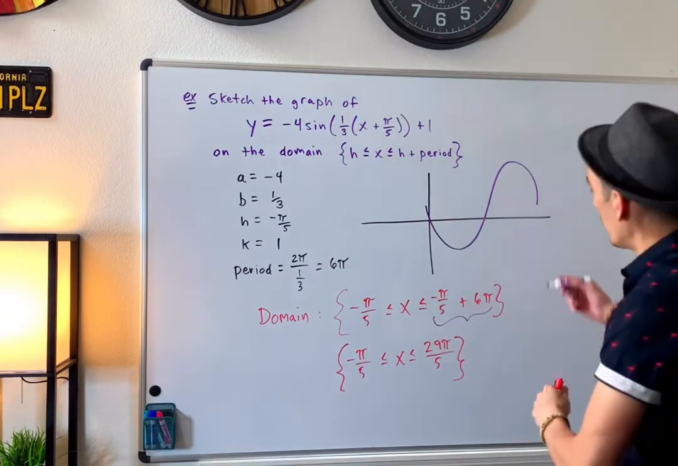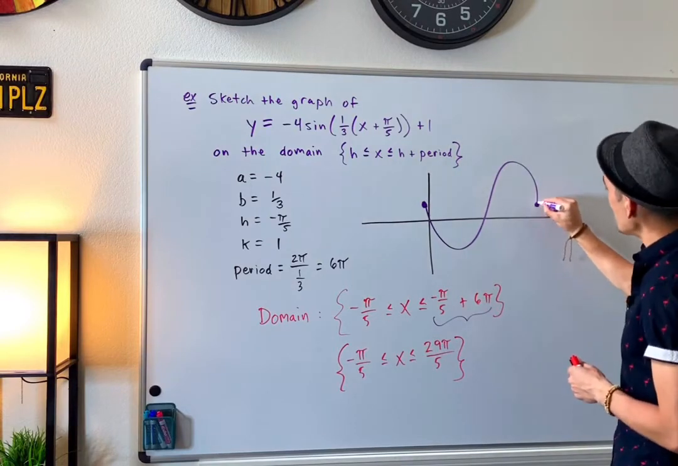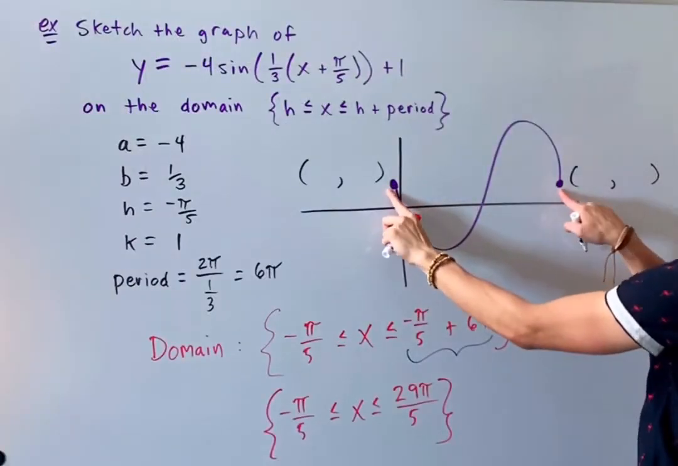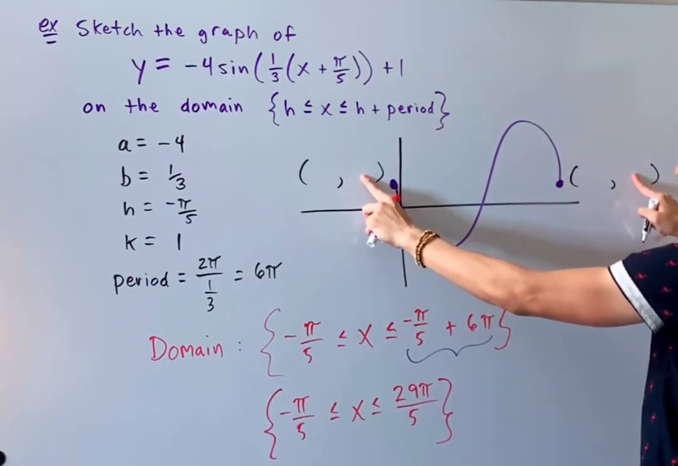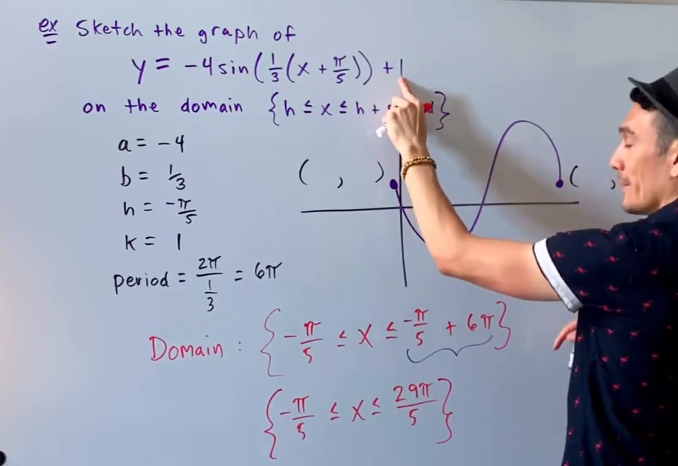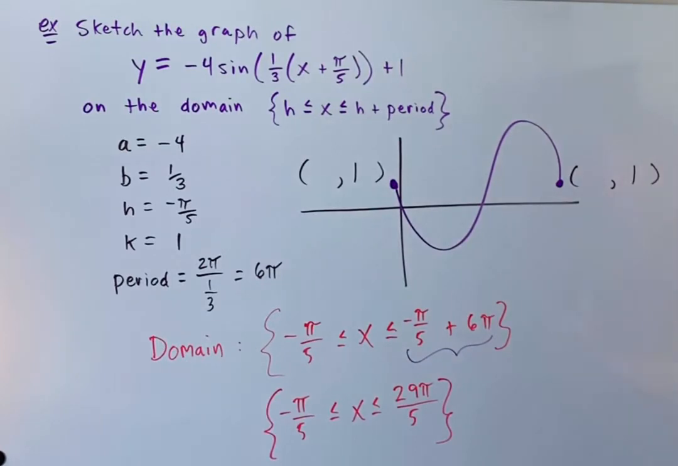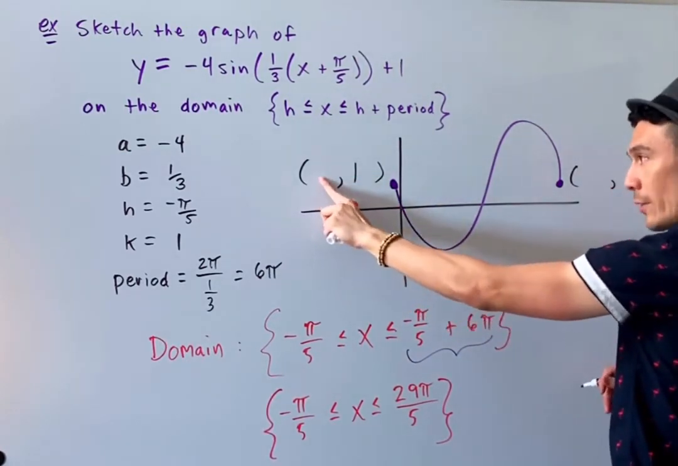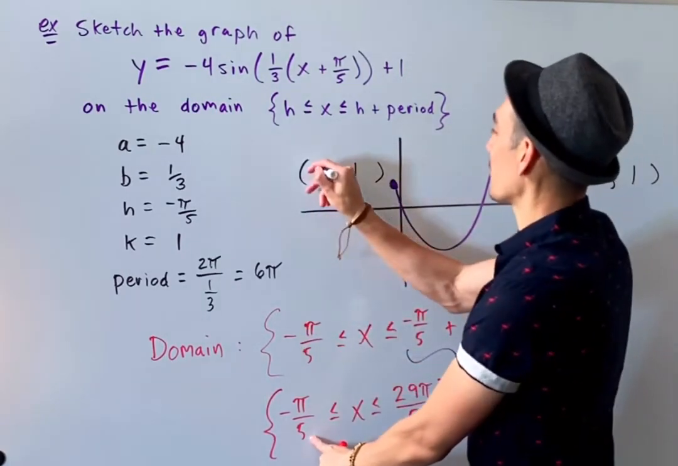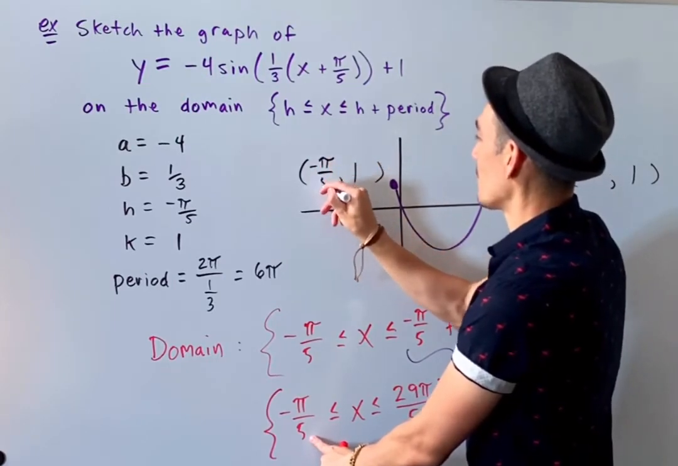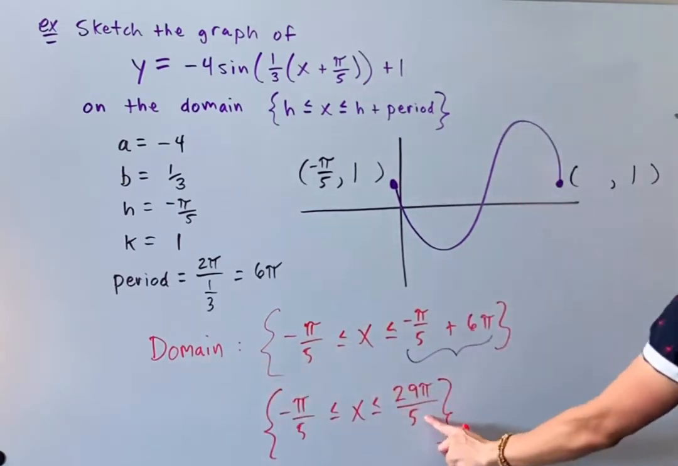Now, before I let you go, it would be very nice of you to tell me the coordinates of the beginning and the end. Can we agree that the start and the end have the same y coordinate? And that y coordinate is going to be 1. It's always going to be whatever this is. So that's 1 there, and that's 1 here. Now, what's this x coordinate? Well, this x coordinate is where the domain begins. This number here. And this x coordinate is where the domain ends, 29 pi over 5.